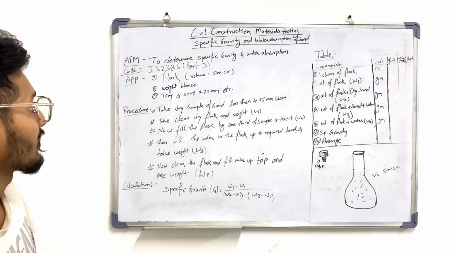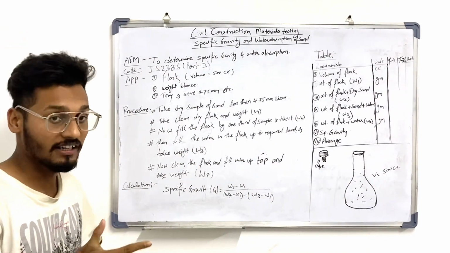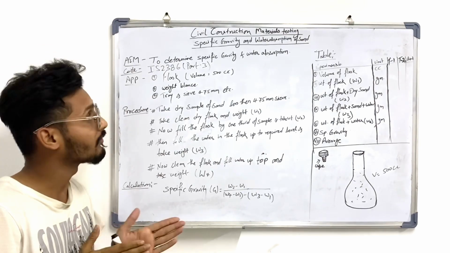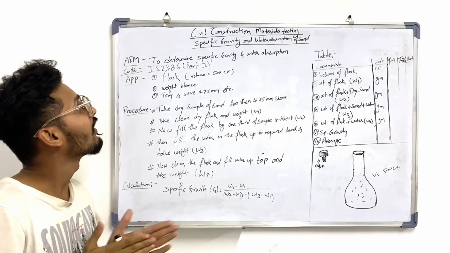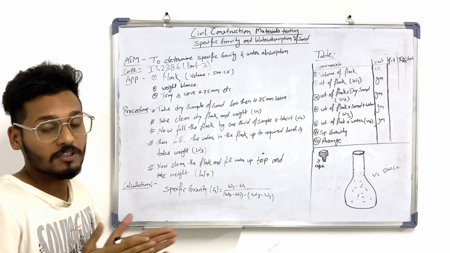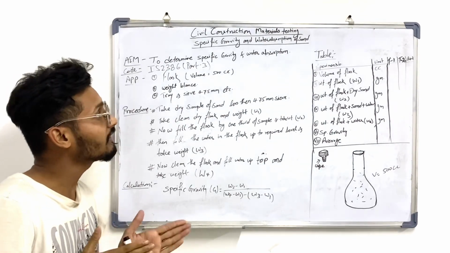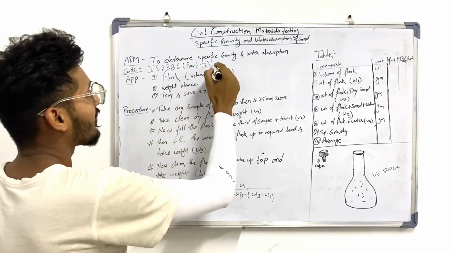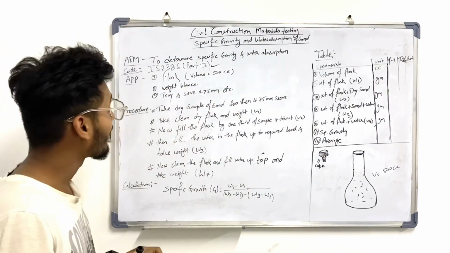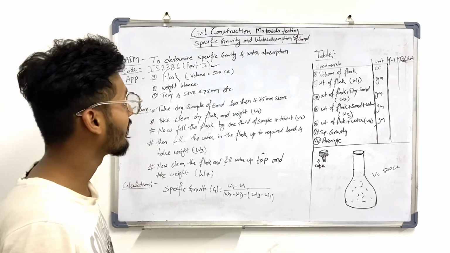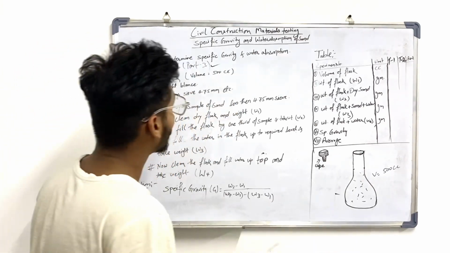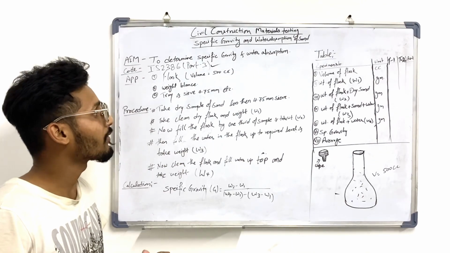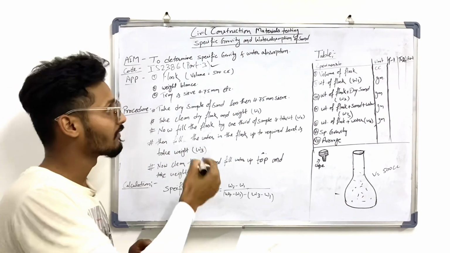Today our topic is specific gravity and water absorption of sand. The aim is to determine the specific gravity and water absorption of the sand. We are going to use the code IS 2386 Part 3, and the apparatus is a flask having a volume of 500 cc, a weighing balance, a tray, a 4.75 mm sieve, etc., whichever is required.